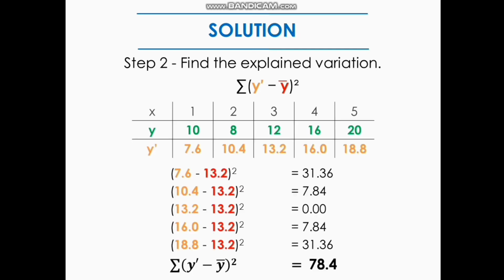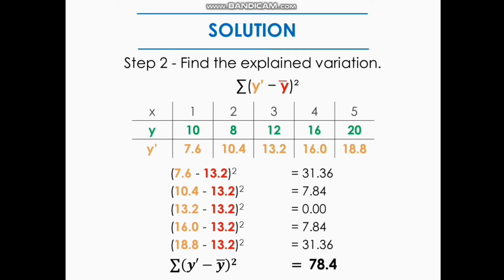Then we can now substitute the mean of y and the predicted values of y to our explained variation formula. So the square of 7.6 minus 13.2 is equal to 31.36. The square of 10.4 minus 13.2 is equal to 7.84. The square of 13.2 minus 13.2 is equal to 0. The square of 16 minus 13.2 is equal to 7.84. The square of 18.8 minus 13.2 is equal to 31.36.